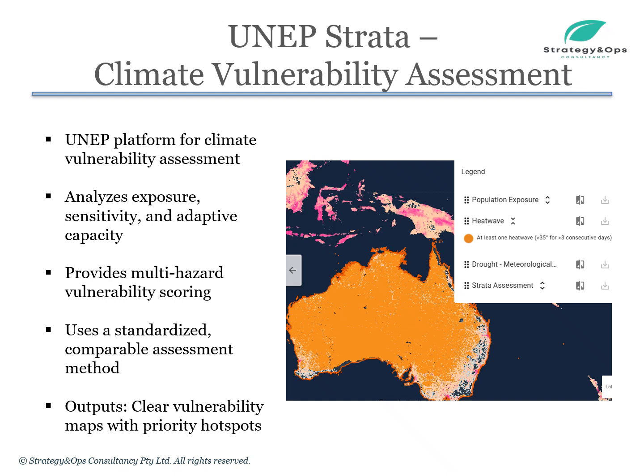You use Strata when you need a rigorous, internationally aligned vulnerability assessment. It's especially useful for national adaptation planning, donor reporting, and cross-country comparisons. Its main limitation is data resolution. Strata relies on global datasets, which may not capture neighborhood-level detail. This Strata map shows how heat wave, drought, and population exposure layers combine to reveal widespread climate vulnerability across Australia.